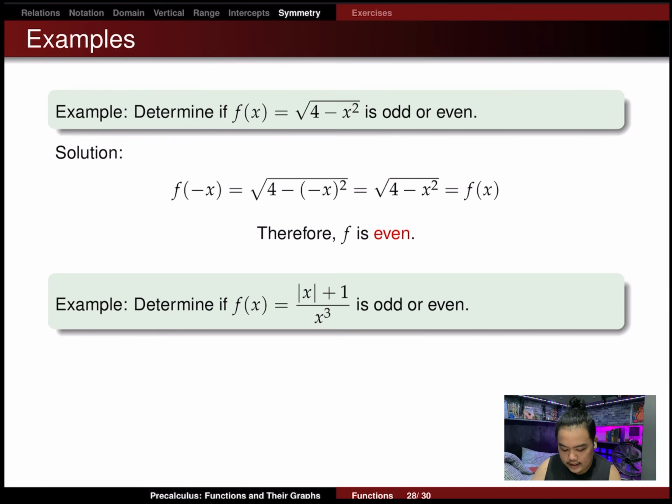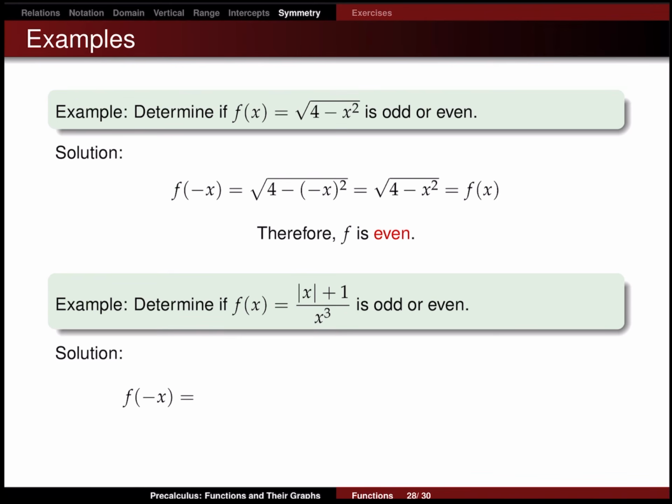Even function siya. So, let's do another example. Let us determine if this function is odd or even. So, we do the same thing. You just replace x by negative x. So, kayo na lang mag-verify ng computation, ha? Okay, so, ni-replace lang to by negative x, negative x. The absolute value of negative x is just absolute value of x. And negative x cube, kapag kinube may negative, magiging negative lang siya.